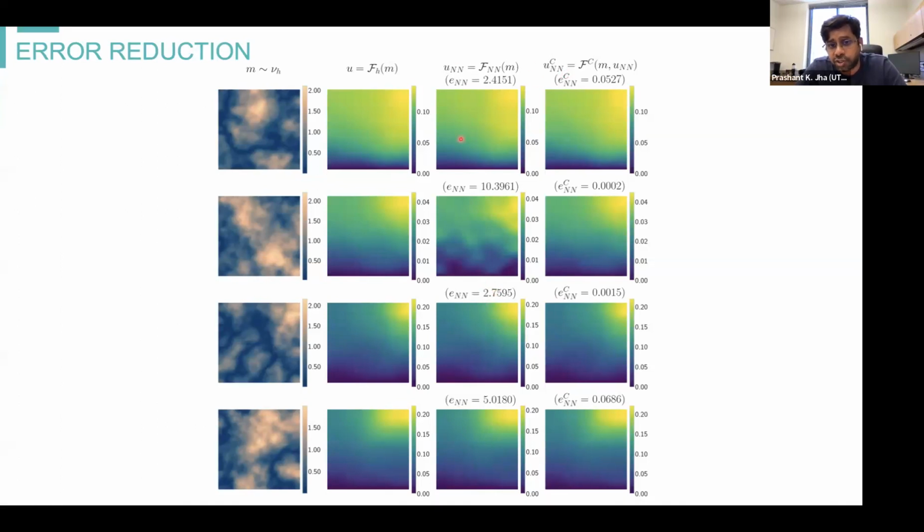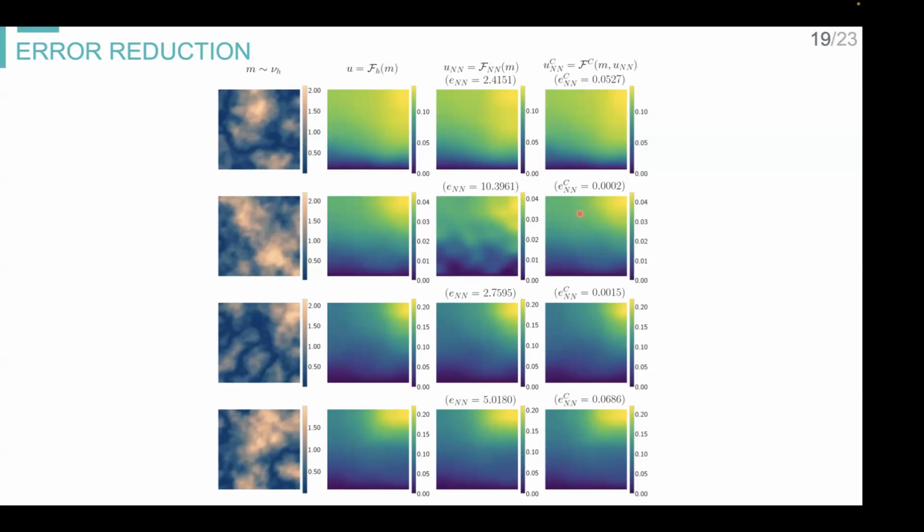But when you use this prediction, feed it to a corrector operator and get a new prediction, the error you see is reduced by almost 2 orders. So here you have 2.4 percentage of error, and then in the corrector you have error as 0.05. Okay, and it's consistently seen for a range of these random samples of the parameter.